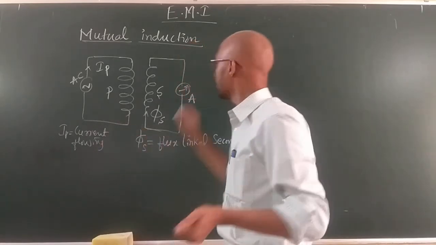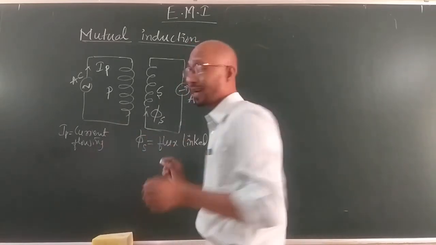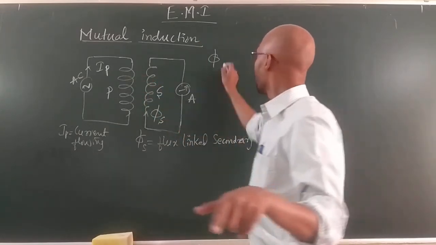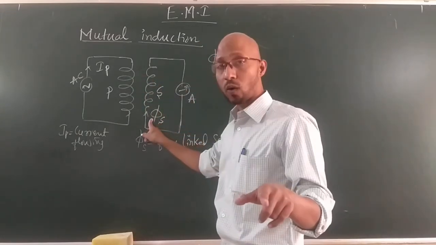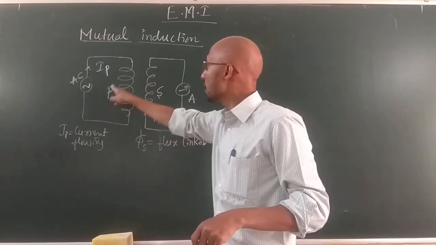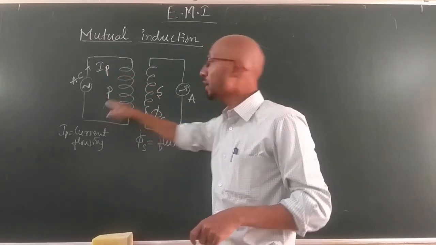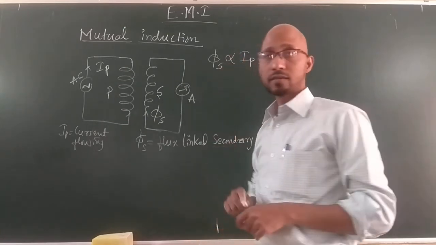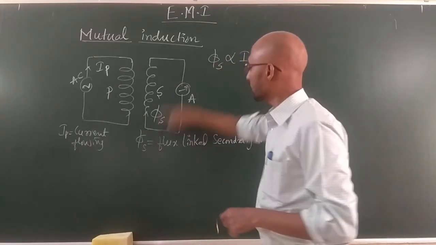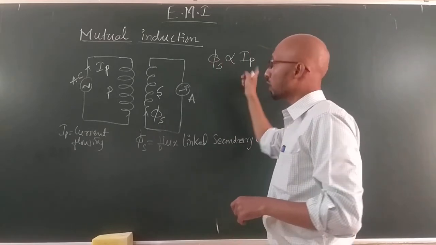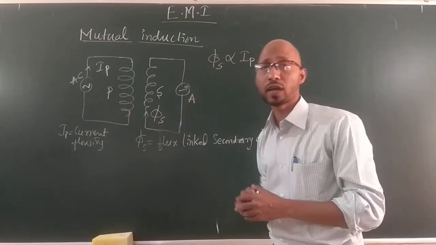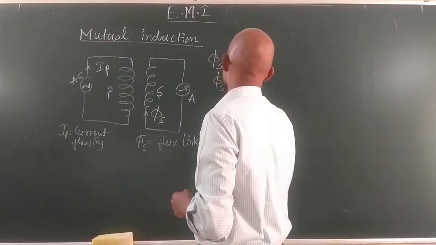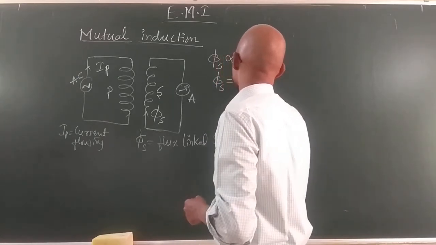Already it is self-evident that the flux induced will be directly proportional to the current flowing through the coil. Here the flux linked with the secondary coil is changing when a current is flowing in a primary coil. That's why I will write it like this: the flux linked with the secondary coil is directly proportional to the current flowing in a primary coil. Now, if I equate, I get a constant of proportionality.